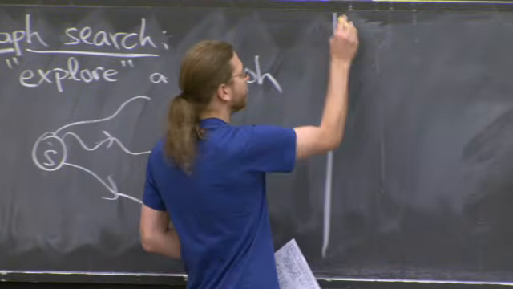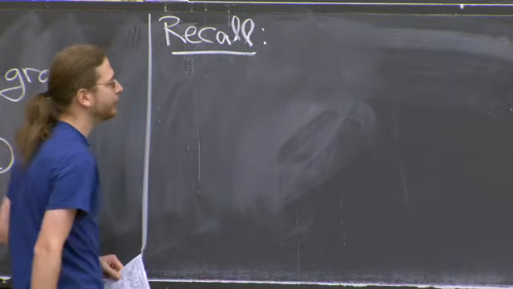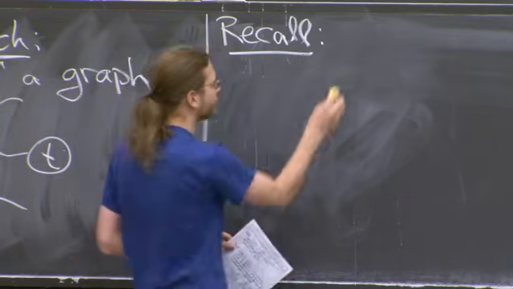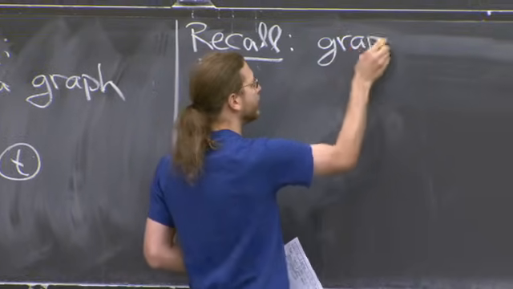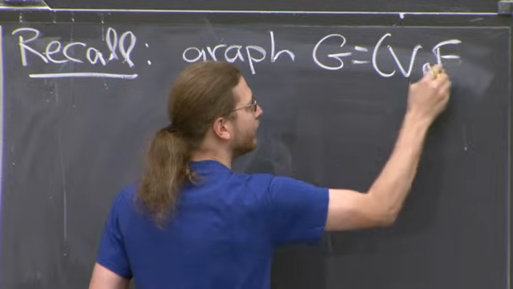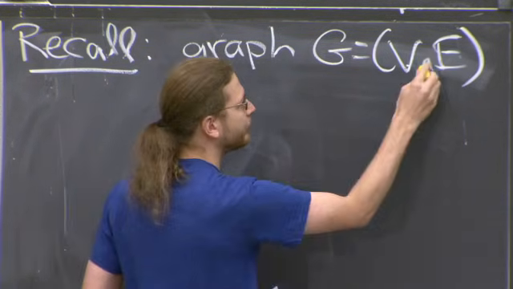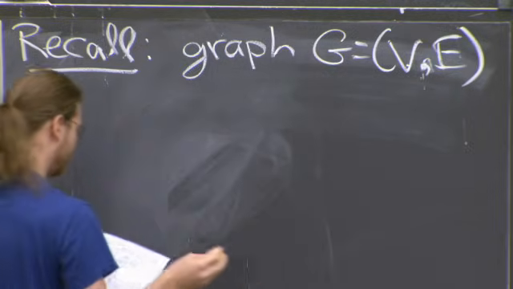So before we go further, though, I should remind you what a graph is and basic features of graphs that we're going to be using. This is all 6.042 material, so you should know it very well. If you don't, there's an appendix in the textbook about it. We have a set of vertices. We have a set of edges.